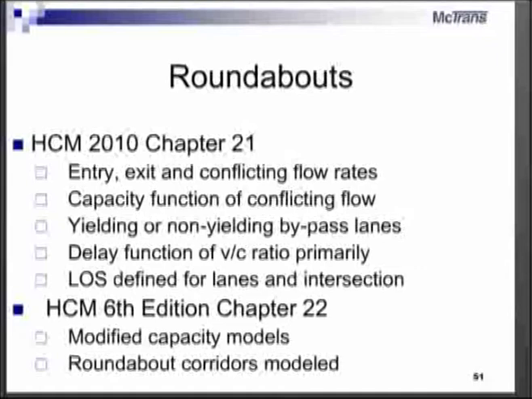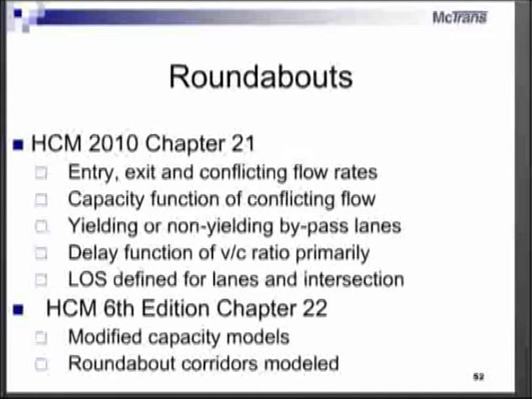Roundabouts. Again, in 2010, this was changed dramatically. For the first time, delay and level of service, single-lane roundabout, 2-lane roundabouts, single-lane, 2-lane approaches, yielding and non-yielding bypass lanes. Delay and level of service, big advance in the roundabout world for the manual in 2010. What happens in the 6th edition are modified capacity models and roundabout corridors being modeled.